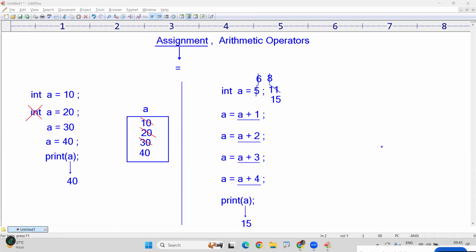So these are the basic programs just to explain how the values are changing in variables. Values are not constants in variables. You can change the value by doing some operations on that.